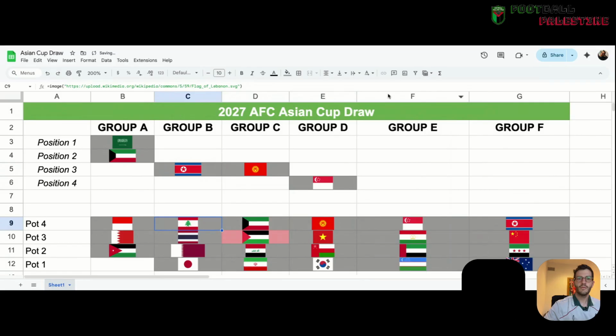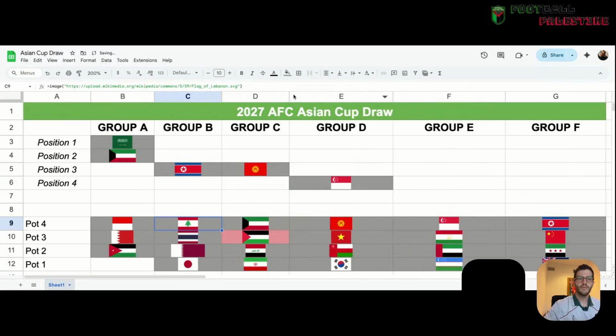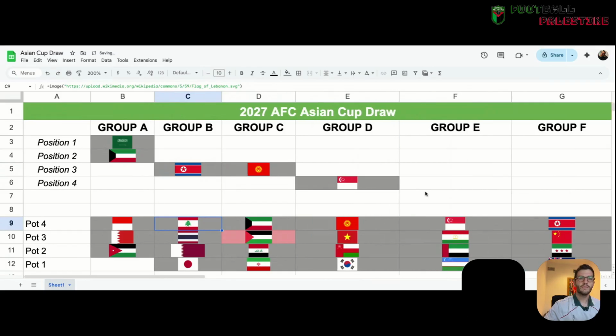So let's see in which group. Okay, so Lebanon or Yemen. E4. Okay, they're going into E4 position. So the winner of Lebanon versus Yemen will be in position 4 in Group E. And that means Korea DPR is in Group F. Position 4. We just need to wait on the position.